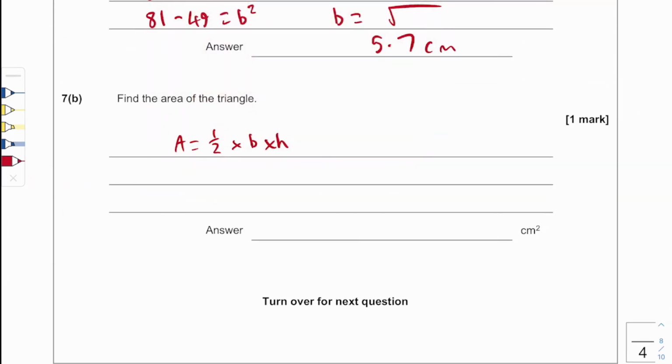So we've got A, area is equal to half times by the base, which is 14, times by the height, which we just worked out to be 5.7. So therefore A is equal to, if we put this all into our calculator, we get 39.9, and it's going to be centimetres squared. So 39.9.